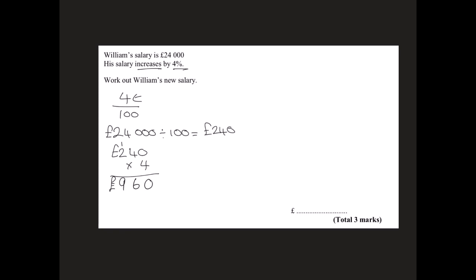So he was getting 24,000, but now I need to add on the £960 increase, plus 960. So that means his new salary will be £24,000 and 960. So £24,000 and 960.